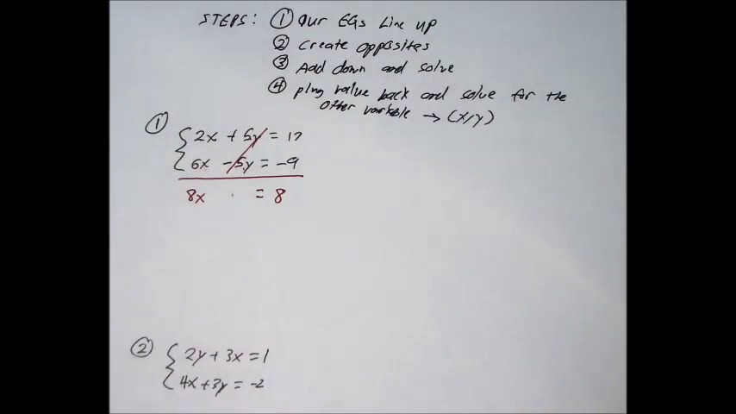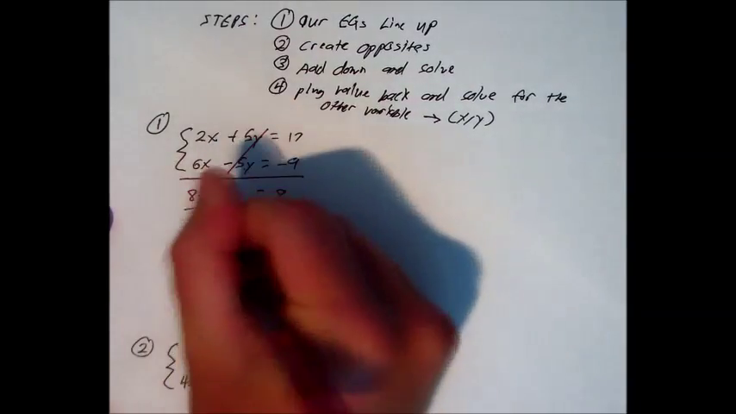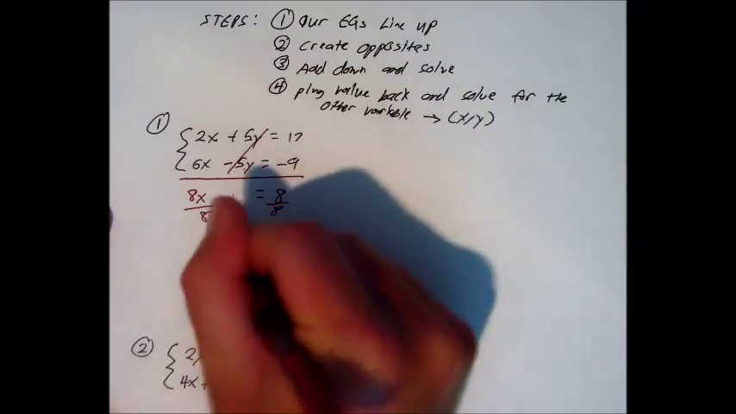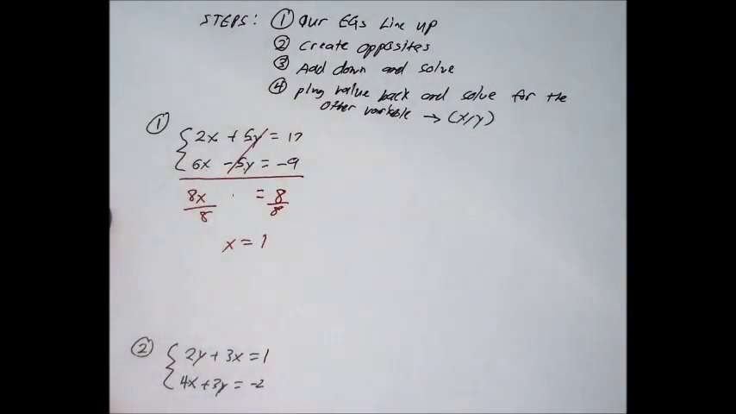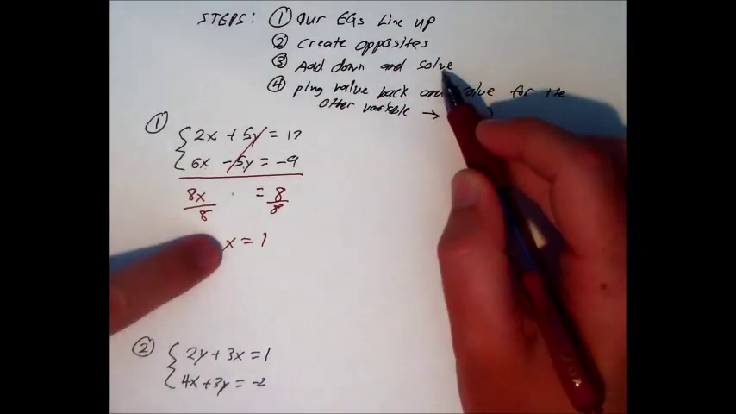So notice again, I'm staying very organized and working down. This is like the big secret to math, is making sure that you stay organized. All right, so once I do that, divide by 8, x equals 1. Perfect. So there is my step 3. I solve for a variable.